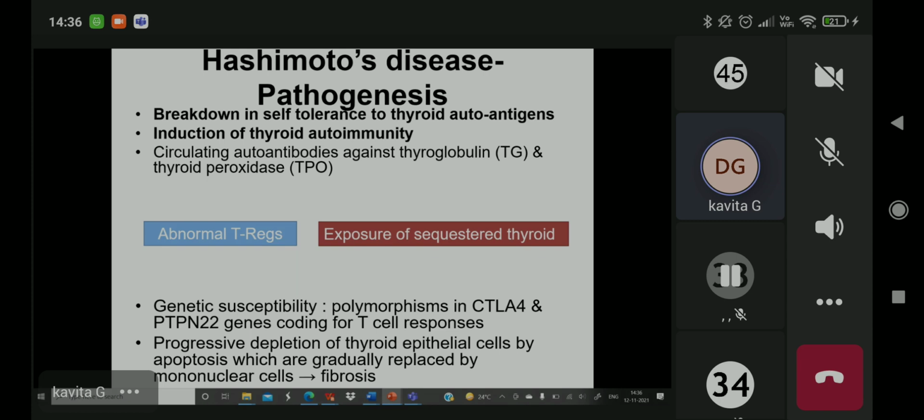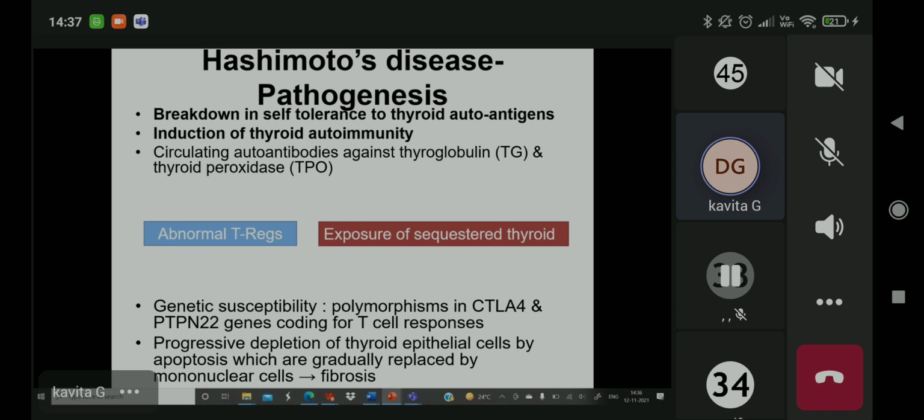Couple that with the fact that the T regulatory lymphocytes are abnormal, the sequestered thyroid is already exposed, then you have some trouble. There is genetic susceptibility also. There is belief that polymorphisms in these two genes, CTLA4 and PTPN22, are actually associated with Hashimoto's. You will have to remember this. It's a little tough, but this is sometimes asked in MCQs.